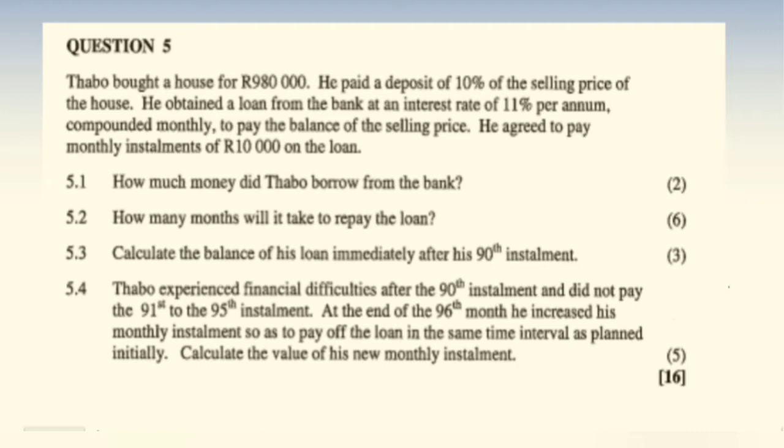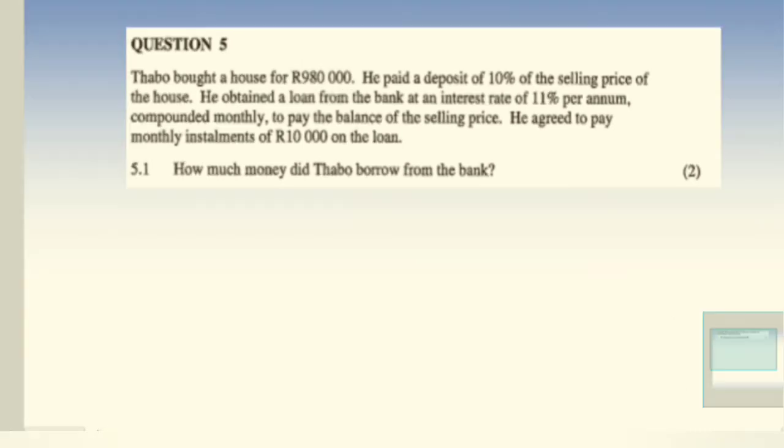It is clear that he put a deposit of 10%, which means 90% of this money he took as a loan, right? Because he already paid a deposit of 10%. So calculate that 90% of this money, that is the loan amount. Let us do that question, question number 5.1. This question we can do in two ways. I will show you. Normally learners do it like this.